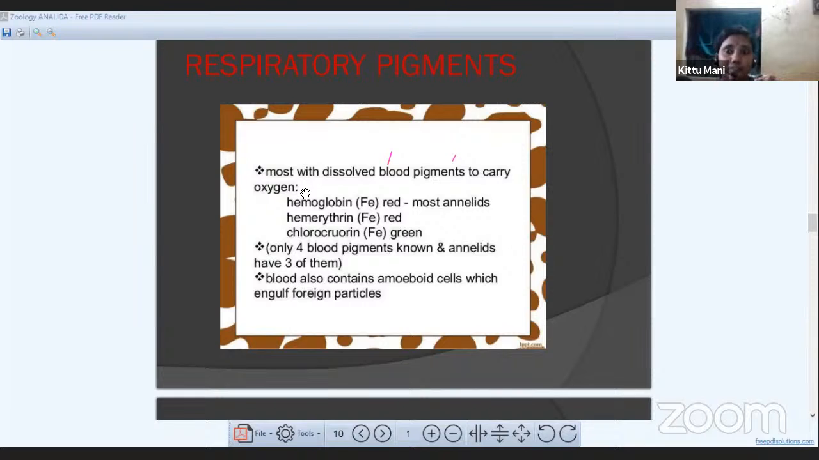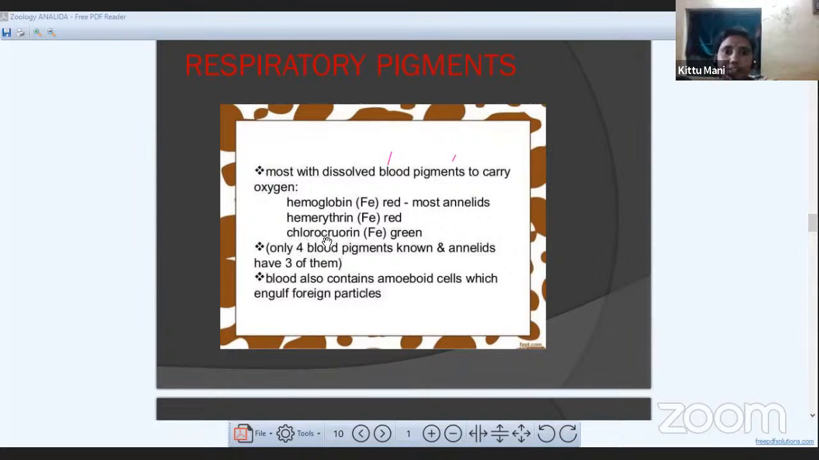Here this is very important. In humans, the hemoglobin is present in the red blood cells. We already know that's why blood is red in color. We already discussed this in our lower classes. But here in the annelid case, the blood pigment hemoglobin is dissolved in the plasma. Which one? Dissolved in the plasma. So here hemoglobin, the red color, we already know iron is at the center of the atom, most annelids, and hemerythrin is also present in the annelids.